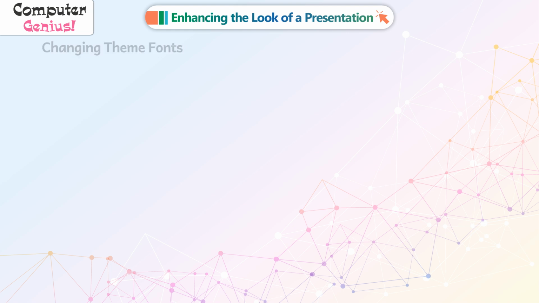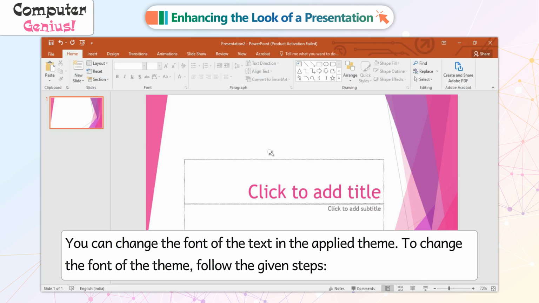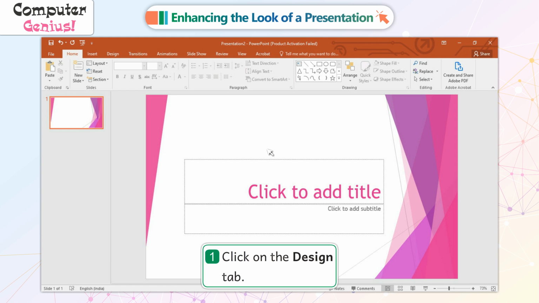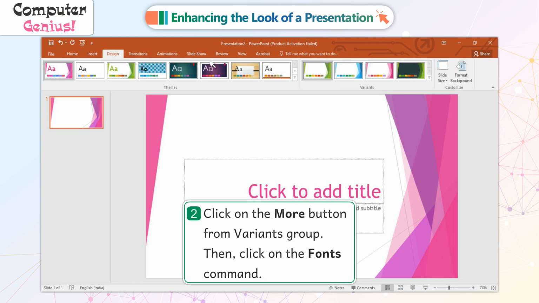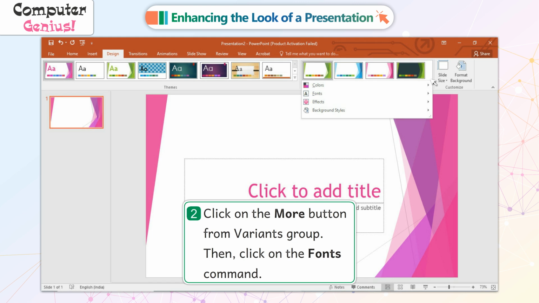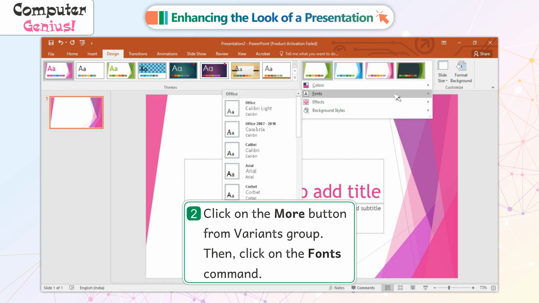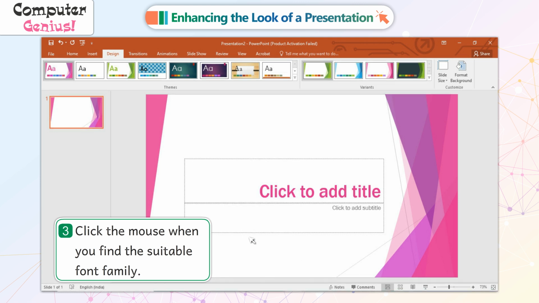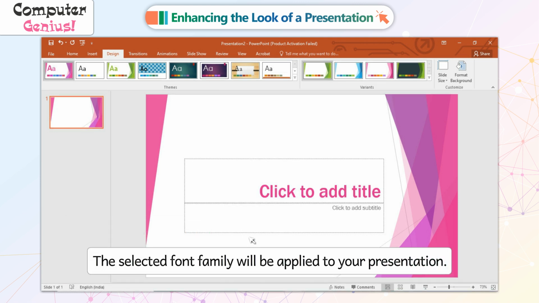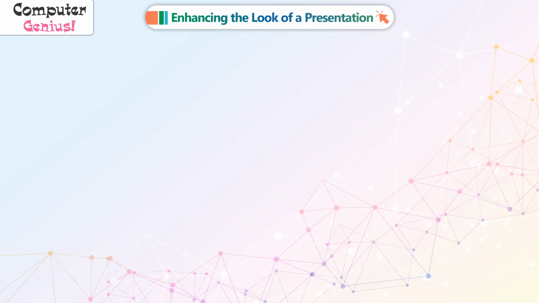Changing theme fonts. You can change the font of the text in the applied theme. To change the font of the theme, follow the given steps. 1. Click on the Design tab. 2. Click on the More button from Variants group. Then click on the Fonts command. 3. Click the mouse when you find the suitable font family. The selected font family will be applied to your presentation.